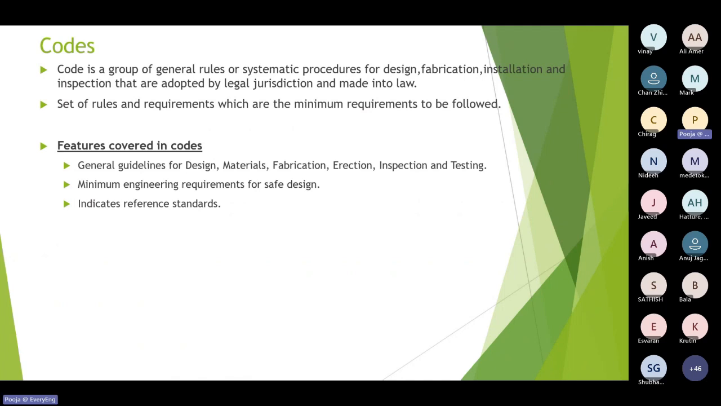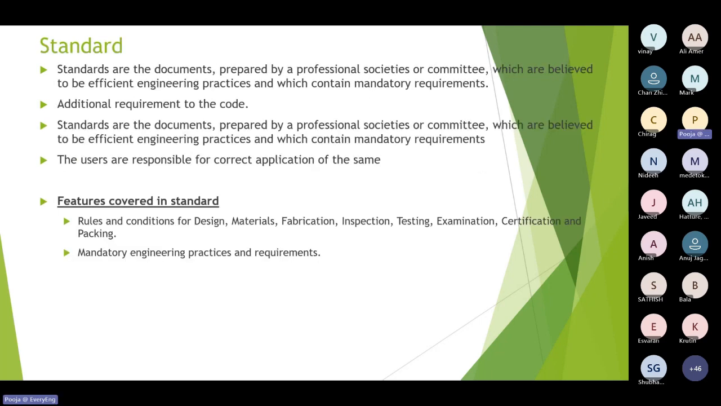Features of the codes: general guidelines for the design, minimum engineering requirements for safe design, and they indicate the reference standards. To give an example, people who are working in the piping industry must have heard about ASME B31.3. Generally, we use this standard for the chemical industry. In that standard, many different and complicated rules and regulations are given that we have to follow when we prepare a piping material specification. Then we have a standard.